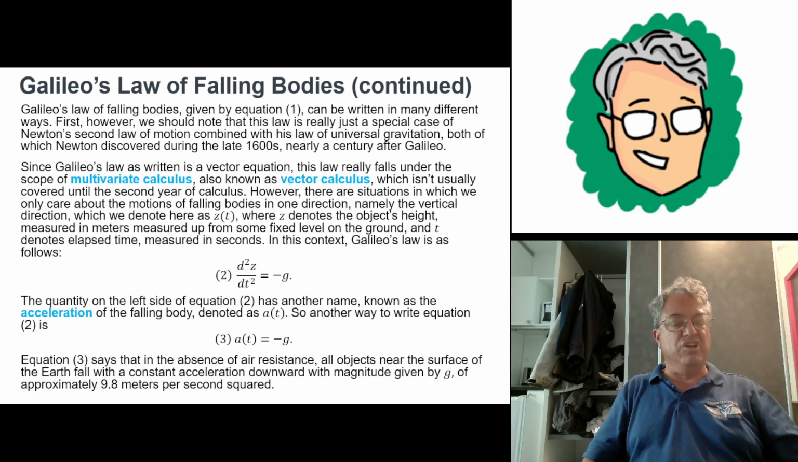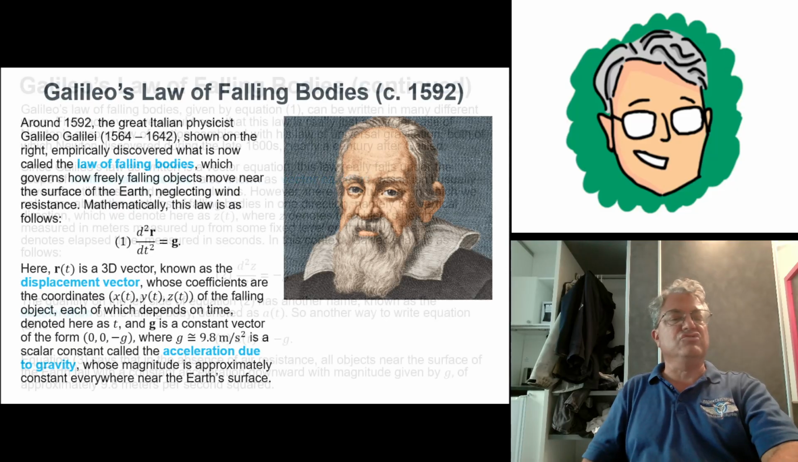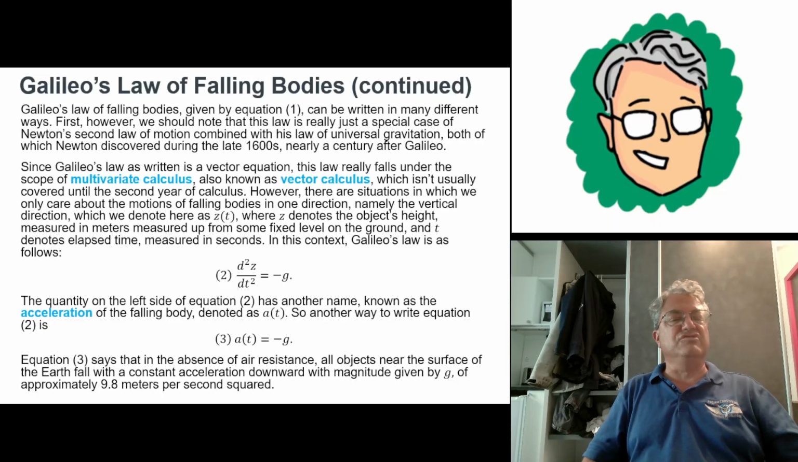So another way to write equation 1, which I wrote on this slide as a vector equation, is as a scalar equation. You can write it as d squared z dt squared equals minus g. Why did I put a minus sign here? Because the acceleration due to gravity is downward.